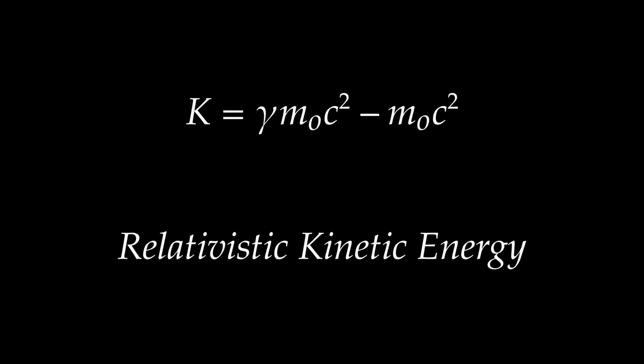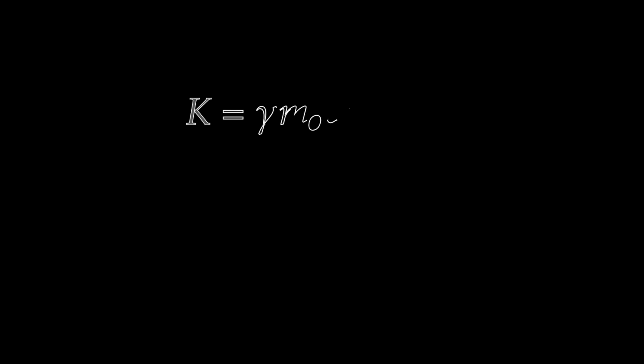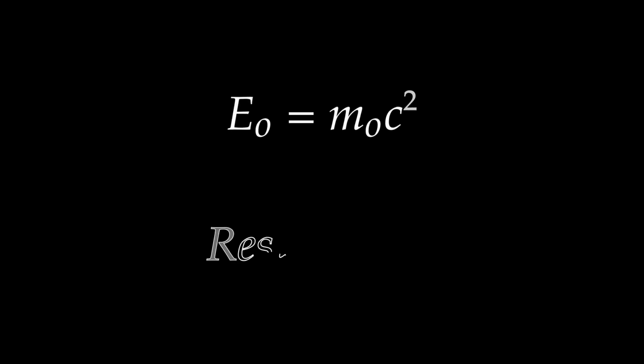And by the way, since c squared is a very, very large number indeed, there's a large amount of energy. It's a fantastic amount of energy, which we'll comment on. We'll give it a name. I'm going to call it E naught, the rest energy.